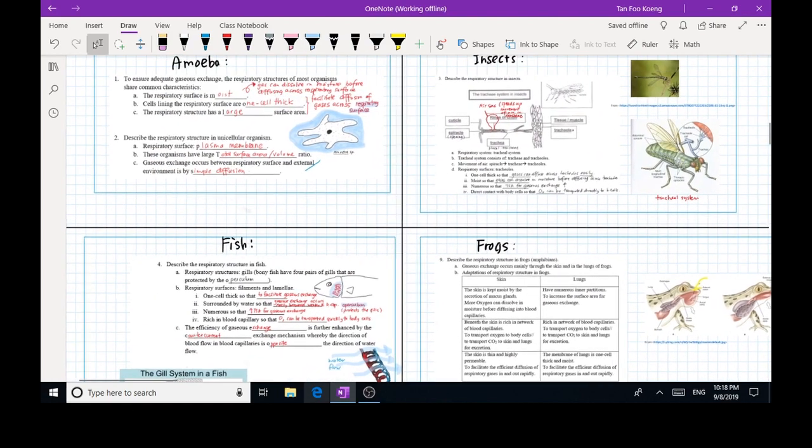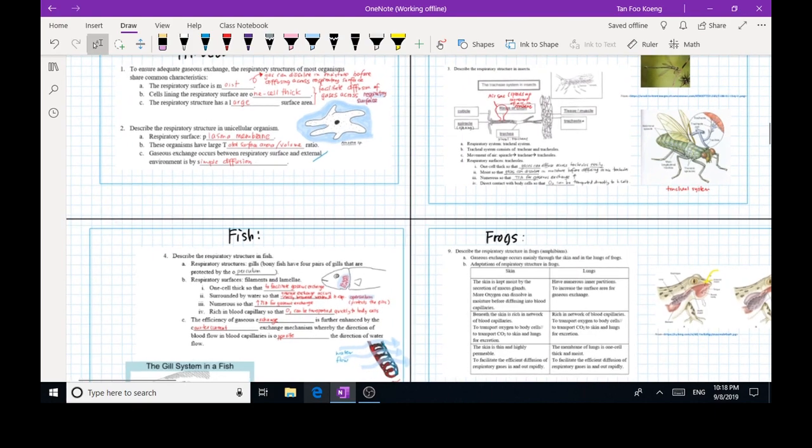Okay, so we have discussed amoeba and insects. Now let's move on to fish.